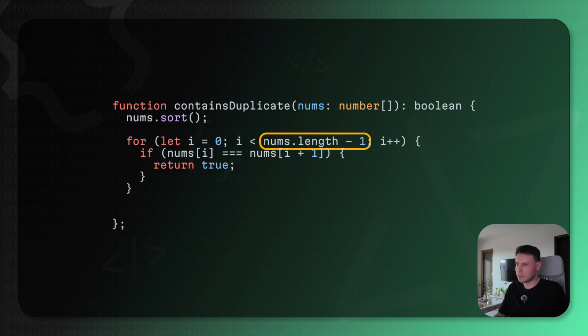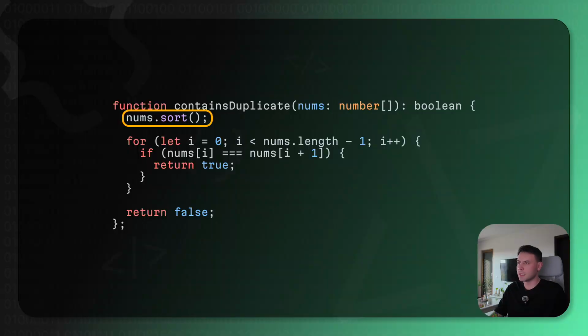Note that the loop runs while i is less than nums length minus 1. This prevents errors from trying to access an element that doesn't exist, like nums[i + 1] when i is already at the last index. At the end of the function, we return false if no duplicate values were found. As you can see, sorting the array makes the solution much simpler.